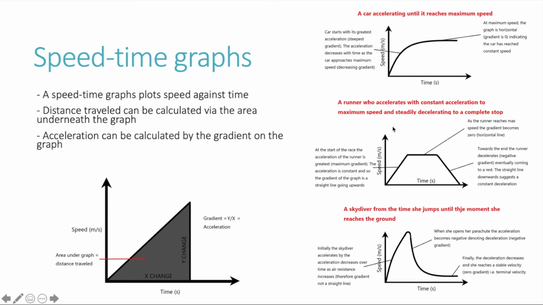And a runner who accelerates with a constant acceleration gets to maximum speed and steadily decreases to a complete stop. This is what this graph suggests. So let's take a look at how that is the case. Now, at the start here, you can see that the speed increases steadily. We know that it increases steadily at a constant rate because it's a straight line going upwards, meaning that there is a constant level of acceleration happening there.